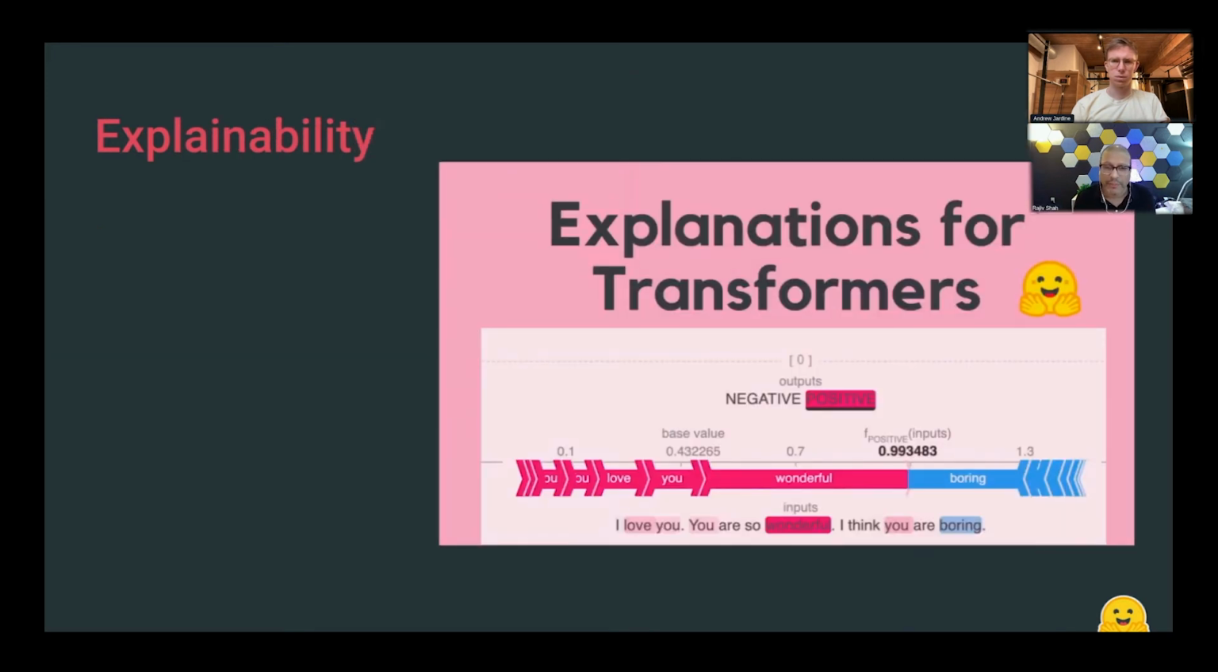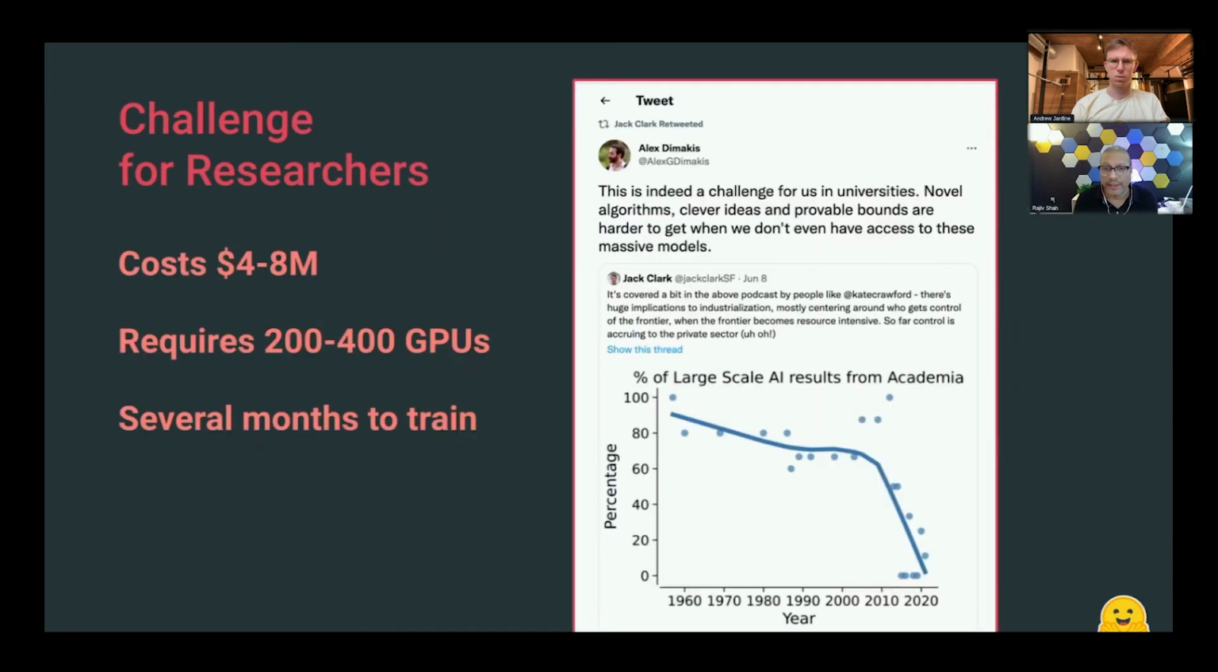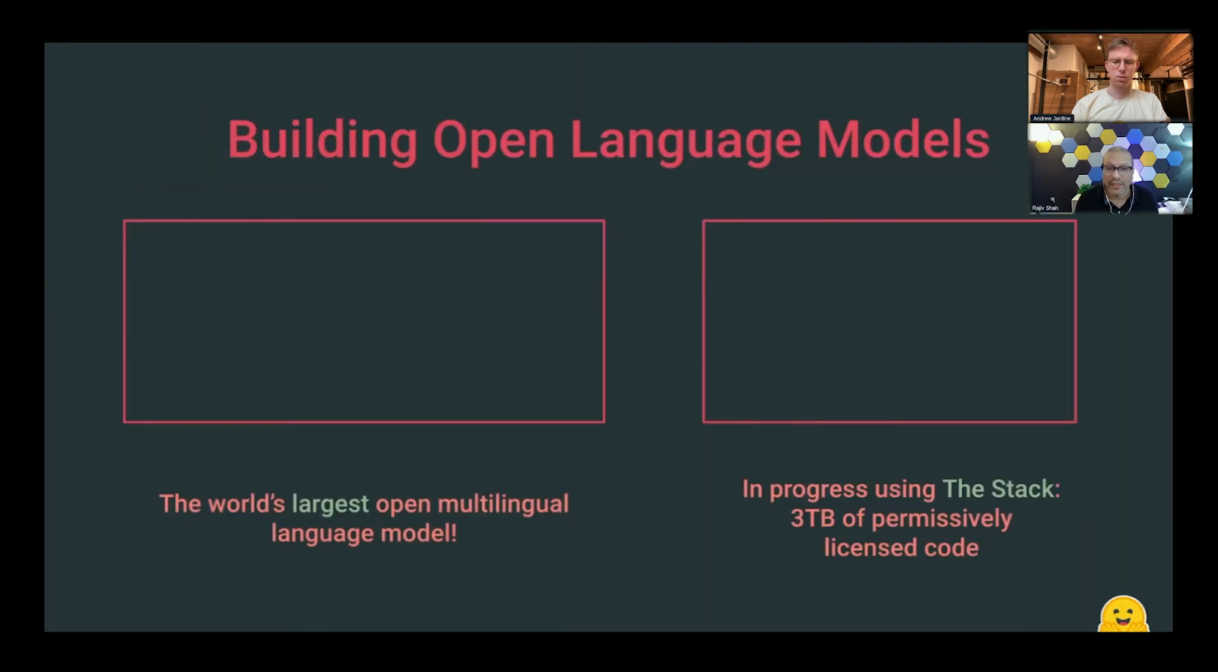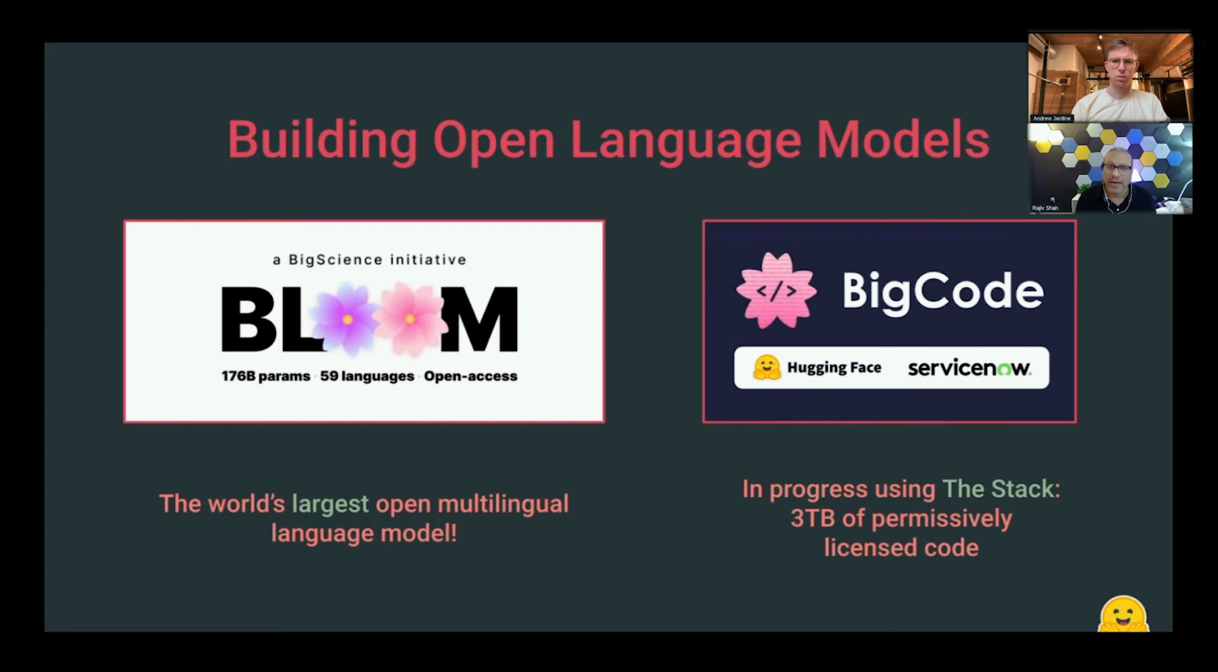Now, there are tools for explainability that you can jump into as well. But especially when you get to the large scale models, there's a lot of work underway. It's really hard if you're in academia, for example, to research and understand how these models work. This is where Hugging Face has been spending a lot of time and effort building open language models. Bloom was released about 3 or 4 months ago, and it's the world's largest open multilingual model. It's 176 billion parameters. It's humongous, but anybody can go and download it and play around with it.